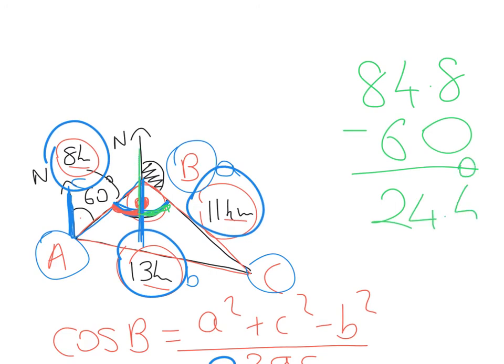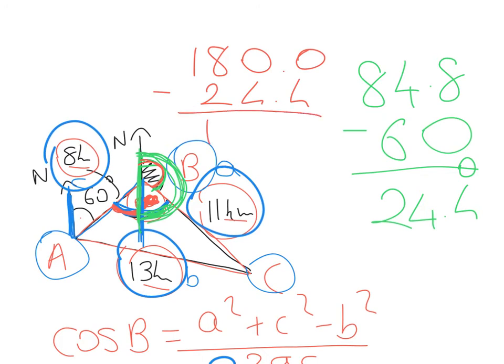Now we can then see that this full angle is a straight angle, 180 degrees, and that the shaded angle there is the straight angle minus this bit in here. So 180 take away 24.8, and that will be 155.2 degrees.